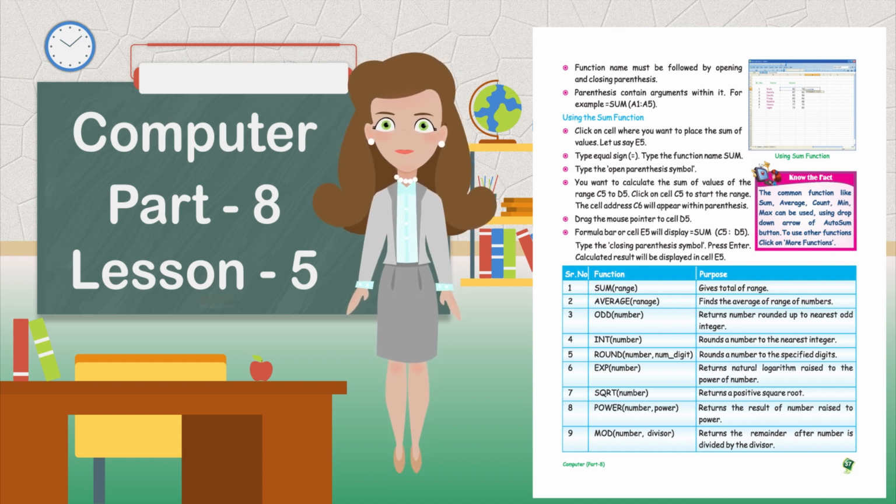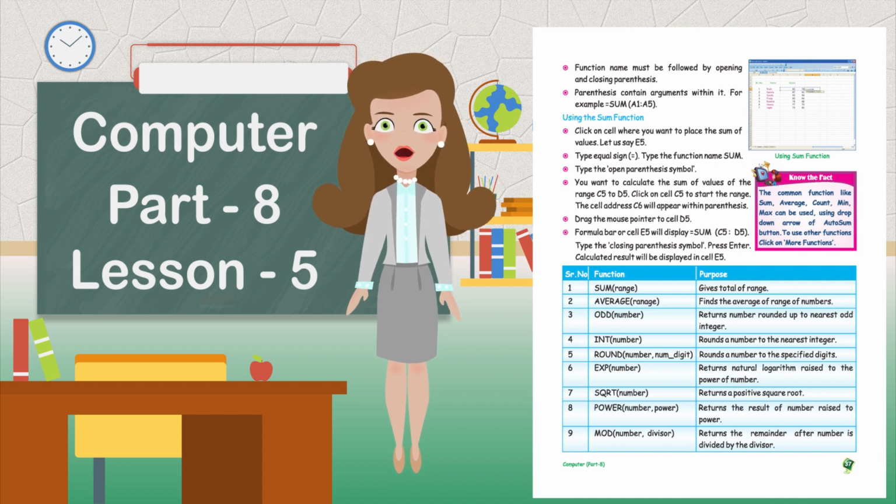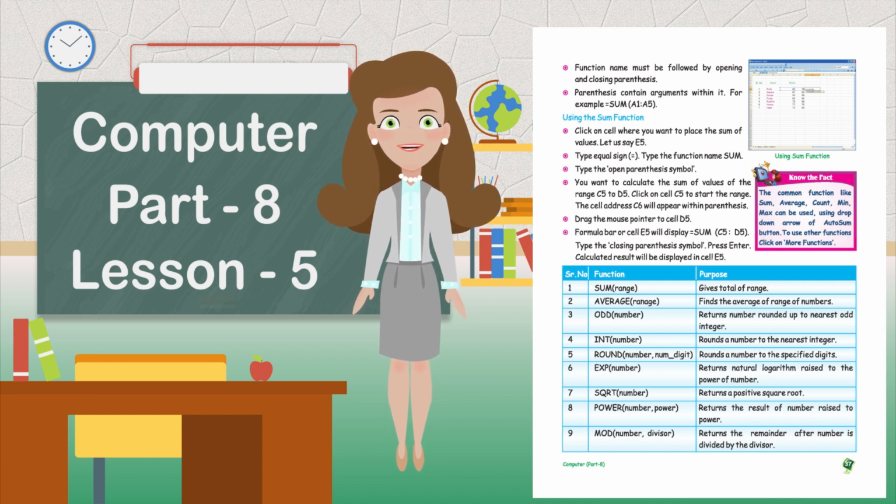Sixth, EXP(number). Purpose: returns e raised to the power of number. Seventh, SQRT(number). Purpose: returns a positive square root. Eighth, function POWER(number, power). Returns the result of number raised to power. Ninth, function MOD(number, divisor). Purpose: returns the remainder after number is divided by the divisor.